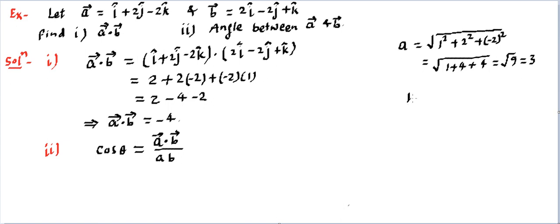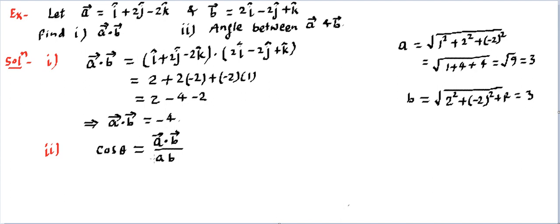Can we find similarly the magnitude of B? The magnitude of B is calculated by its components. So it's going to be 2 square plus minus 2 square plus 1 square. So it's going to be 4 plus 4 plus 1, that's 9. Again it's going to convert into 3. So A is 3, B is 3.